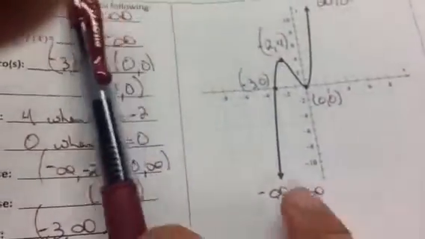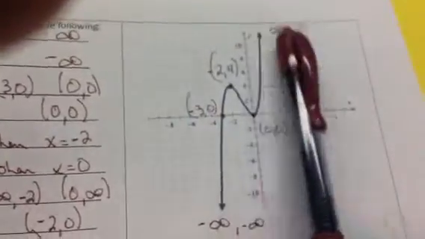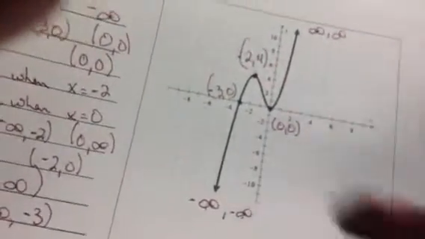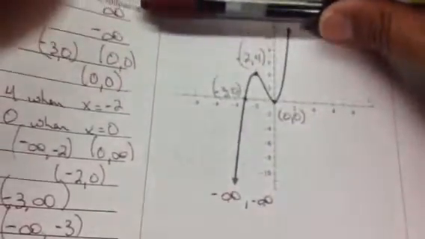Domain, left to right, first is that negative infinity. The last is this infinity. And again, the only time I'm going to use y is for my range. So my lowest y is negative infinity up to my highest y, which is infinity.